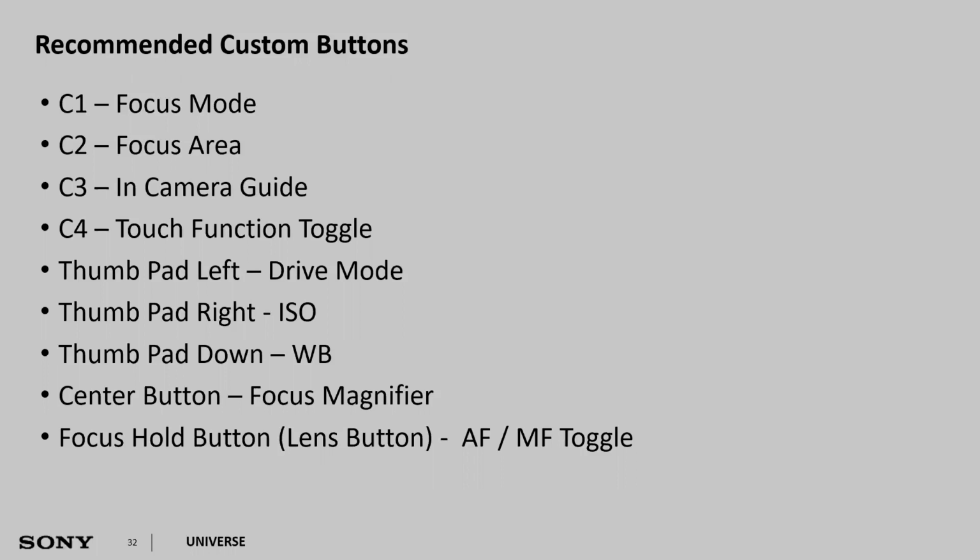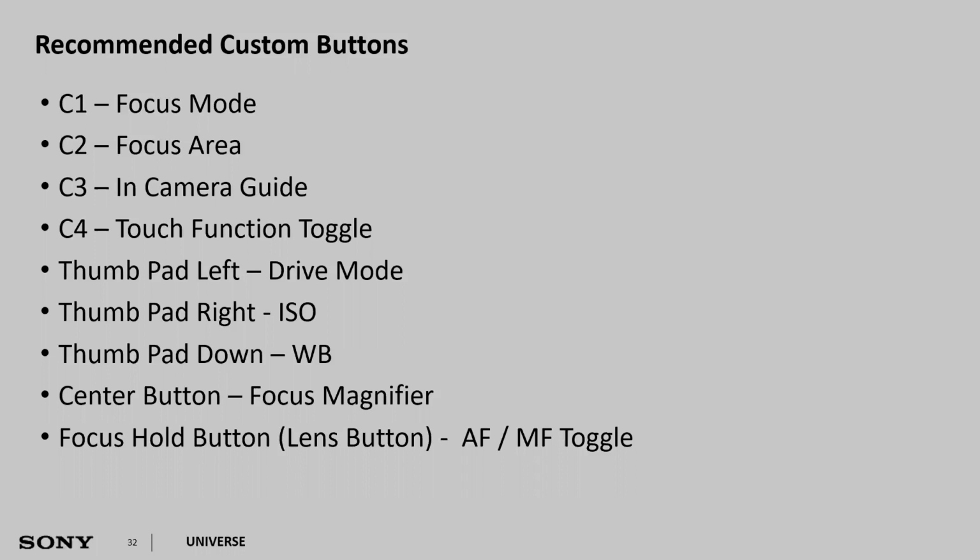For the custom four button, I like to toggle the touch functionality. That way I can just quickly turn that on or off as I need it. I leave the thumb pad left and right, which are already preset to be drive mode and ISO. And it's really just because I've been using them that way forever, so it's easier just to leave them that way and keep going. Thumb pad down, I like to switch to be white balance. So then I can just quickly press down and adjust my white balance as needed as well.